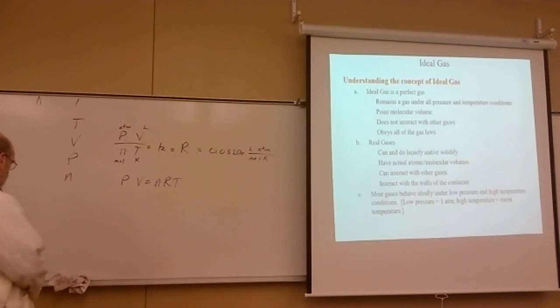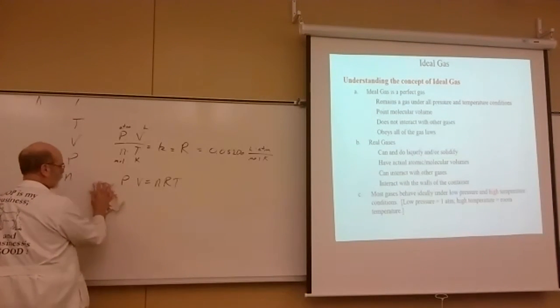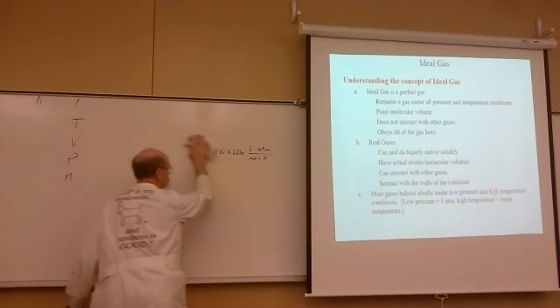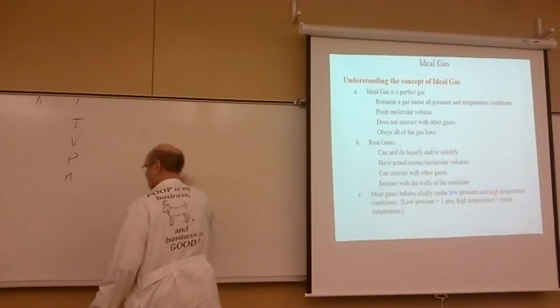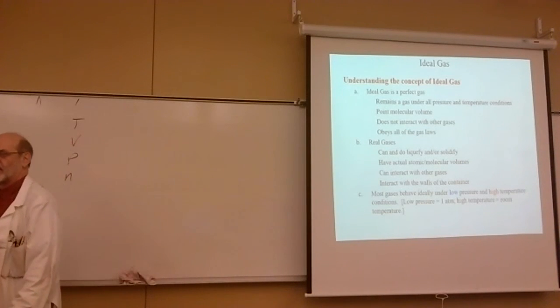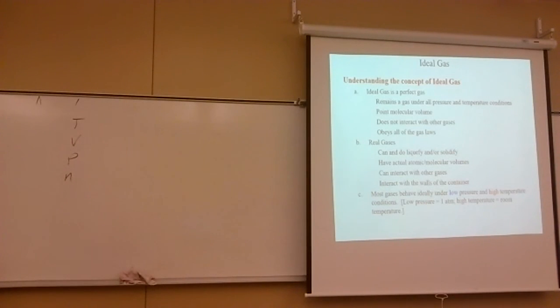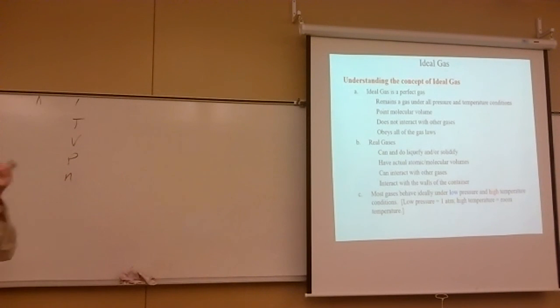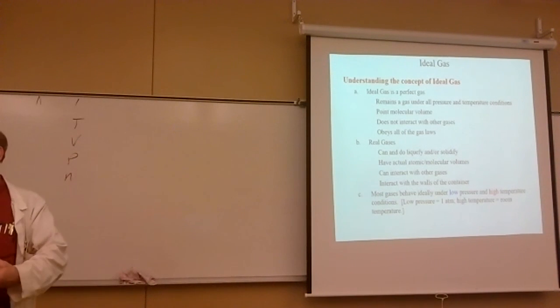Now, when can we treat a real gas as if it were ideal? Two conditions: high temperature, low pressure. Low pressure means molecules are still very far apart. High temperature means they're moving so fast that any interactions, when they come close to each other, the speed and the violence of the collision just overcomes any interactions that they may produce.